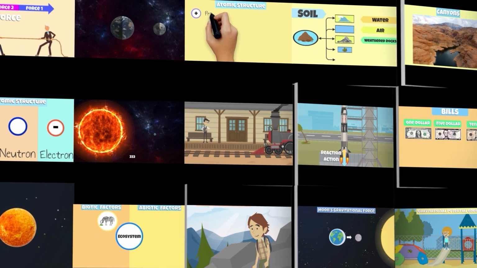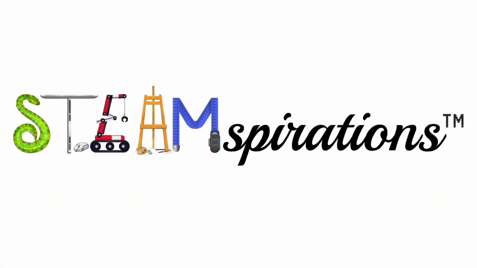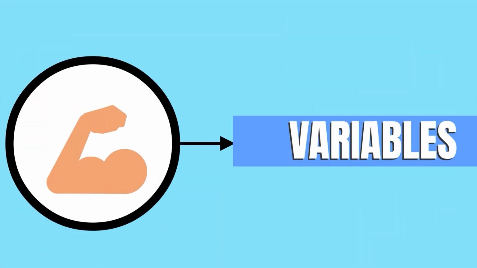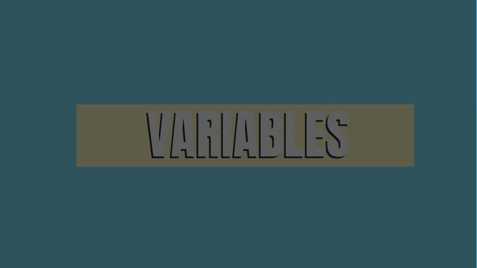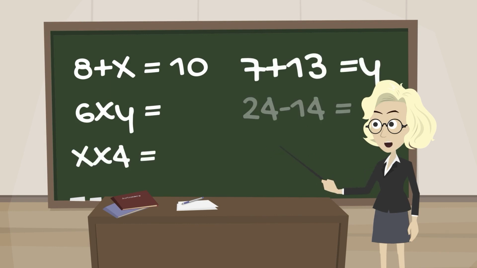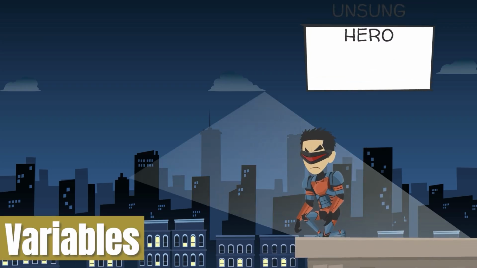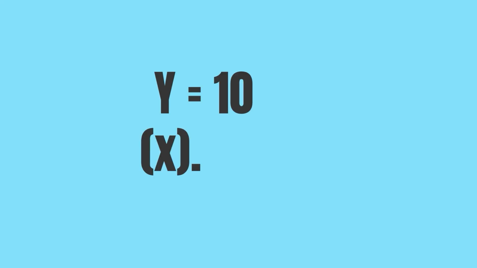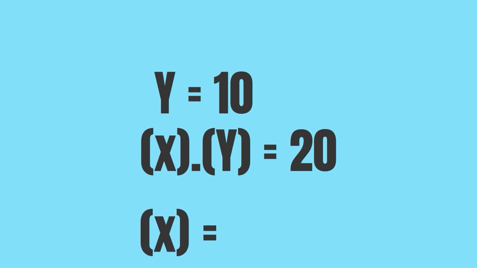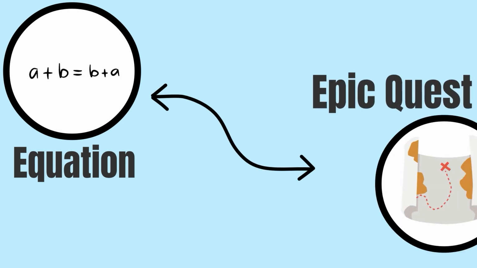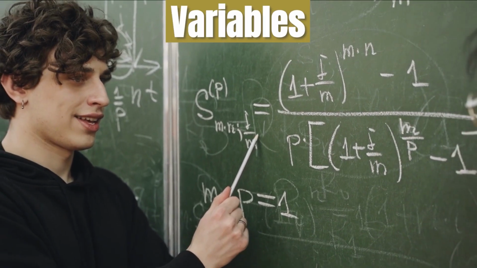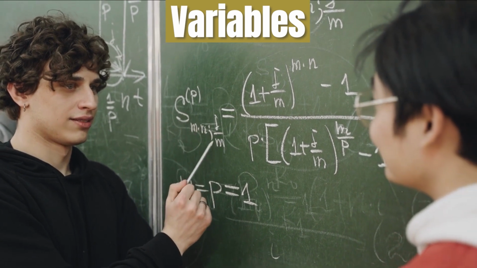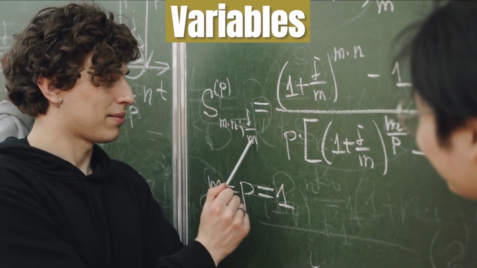Get ready because today we're peeling back the layers on something incredibly cool in computer science and software engineering: the all-powerful variables. Hear the word variables and suddenly you're back in algebra class, aren't you? In the universe of algebra, variables are the unsung heroes. They let you crack puzzles like, if y is 10 and x times y equals 20, what's the mystery value of x? Spoiler alert. We're about to turn that equation into an epic quest for X. So stick around as we unravel the fascinating world of variables in both math and code. Trust me, this is one episode you won't want to skip.